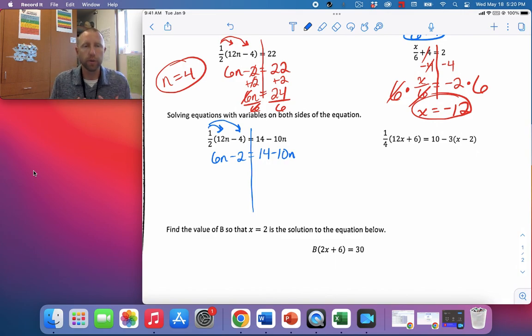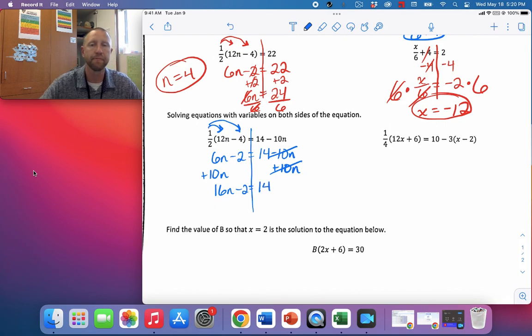Okay, I'll get rid of the smaller one. The smaller one in this case is that negative 10n, right? Negative 10 is smaller than positive 6. So I do the opposite. I add 10n to both sides. Negative 10n plus 10n, they cancel each other out. So I'm adding 10n to both sides. 6n plus 10n is 16n minus 2 equals 14.